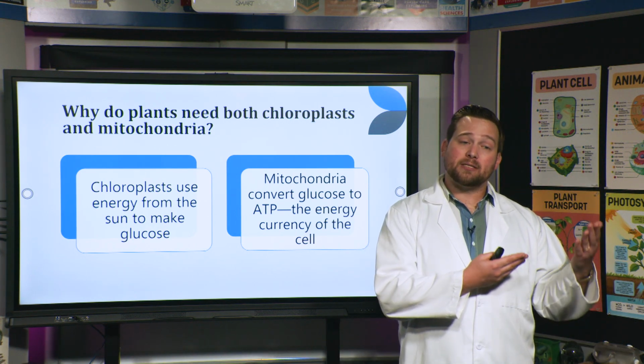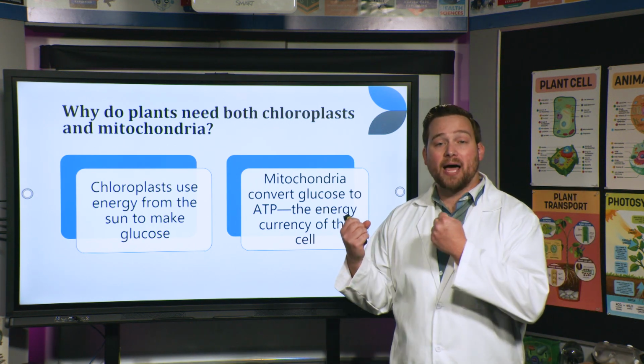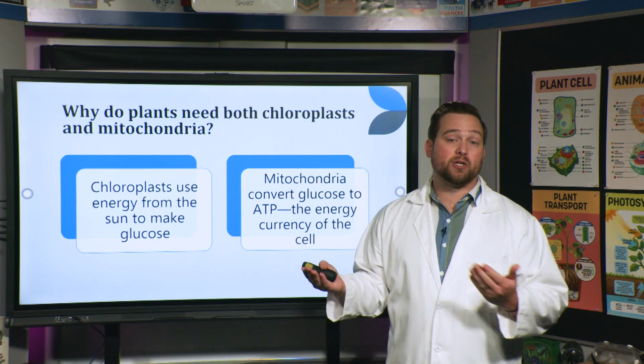The chloroplast makes the glucose, and the mitochondria breaks the glucose down into ATP, which is what they need.